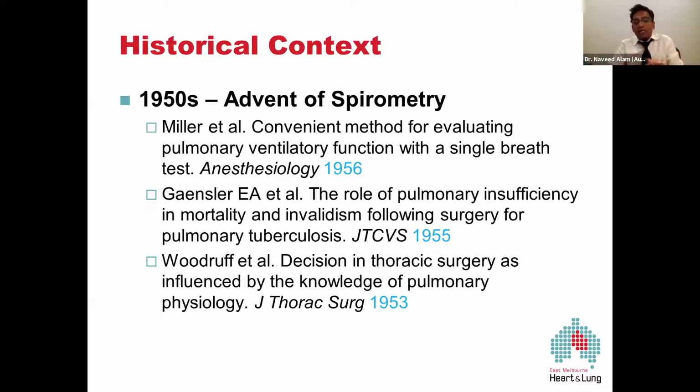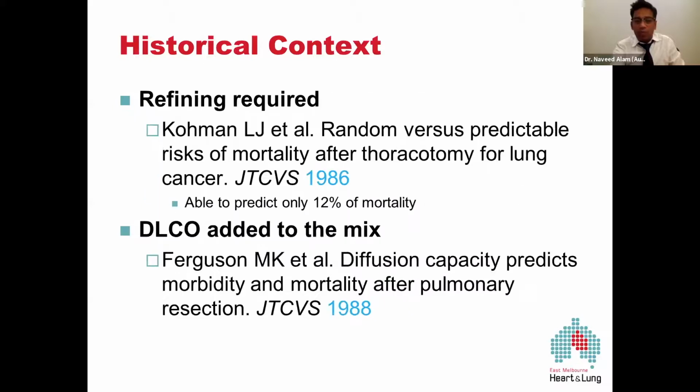And in there, we had a number of seminal papers by Dr. Miller, a very famous cardiothoracic anesthetist, who talked about the convenient method for evaluating pulmonary ventilatory function with a single breath test, and also the role of pulmonary insufficiency in mortality following surgery for TB. So keeping in mind that in the 50s, a lot of thoracic surgery would have been TB related. Similarly, this beginning of our understanding of pulmonary physiology started to get us to look at whom we could operate on and whom we shouldn't be operating on.